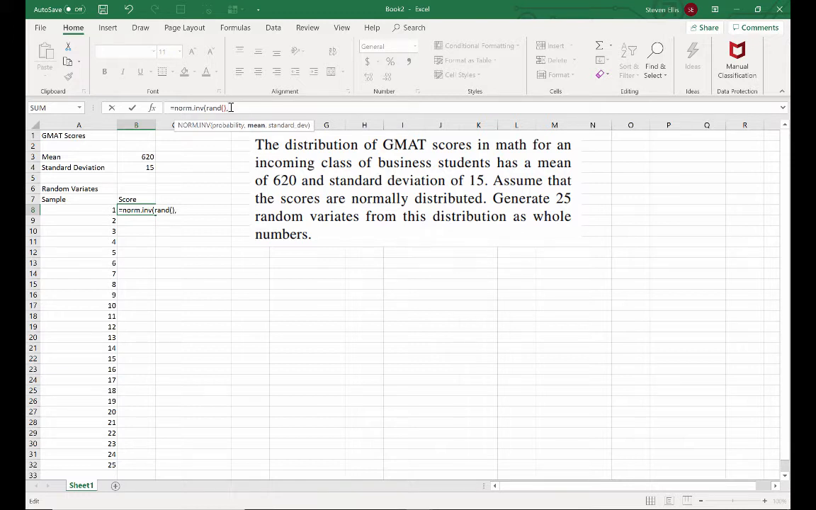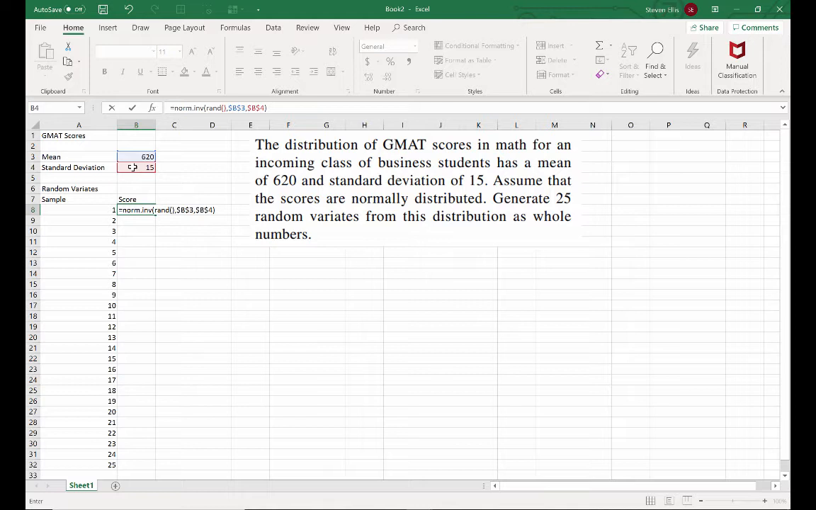Now the next thing it asks for, you can see it here, it's highlighted in the description, is the mean. Well, the mean is right here, 620. So we're going to click 620, and then we're going to anchor it. And then we put in a comma, and now it asks for the standard deviation. And the standard deviation is in this box, B4, and we're going to anchor it with an F4. Now, we can close parenthesis.